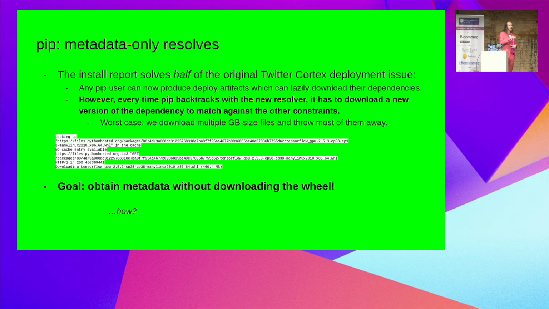And so if this occurs with a very large wheel, for example, you may find yourself downloading multiple gigabyte-sized files and throwing them away because the backtracking solver finds a conflict and then has to backtrack. Again, this is not because pip is doing anything pathological, but because we have to download the wheel in order to get the metadata. And so that's the very important change that I'm going to describe in a second.